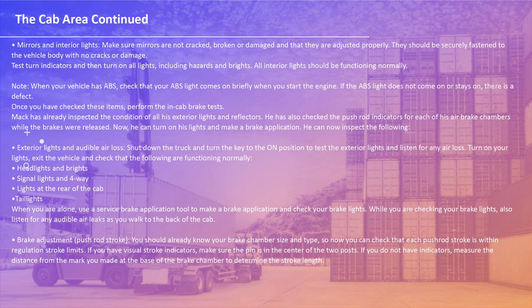Shut down the truck and turn the key to the on position to test the exterior lights and listen for any air loss. Turn on your lights, exit the vehicle, and check that the following are functioning normally: headlights and brights, signal lights and four-way, lights at the rear of the cab, tail lights.